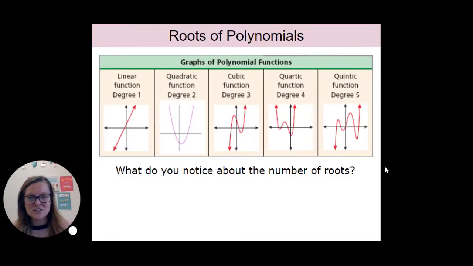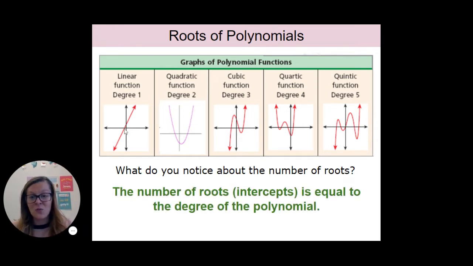Anyway, okay, so let's get started. First I want us to look at these graphs, and I want you to tell us, what do you notice about the number of roots based on each degree of each function? Well, I noticed that this guy has degree 1 and it has 1 root. This has 2 roots and it's degree 2, so on and so forth.